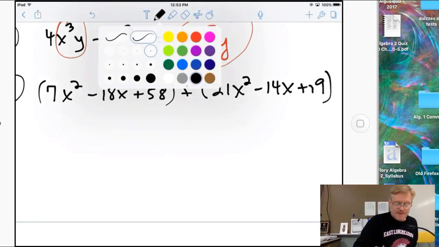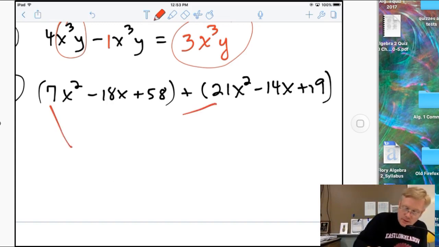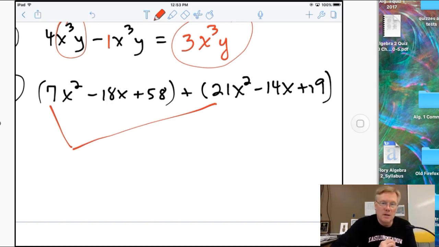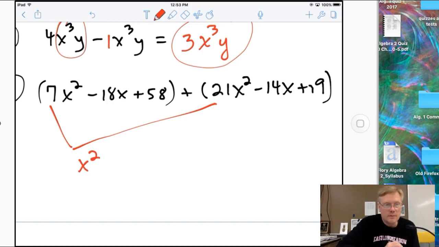Now, I can only combine like terms. I can add x squareds with other x squareds, I can add x's with x's, and I can add regular numbers with regular numbers. Do not add x squareds with x's. Okay, so these two I can add together. And once again, I'm just going to add the coefficients together, keep the x squared as it is. 7 plus 21 is 28.